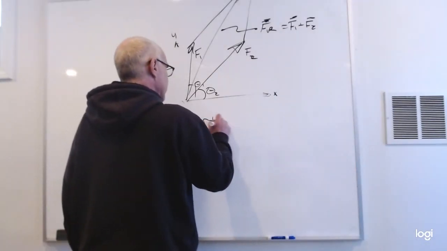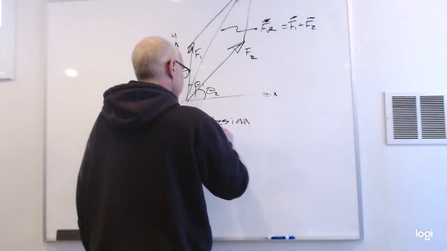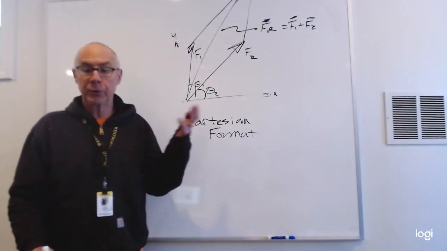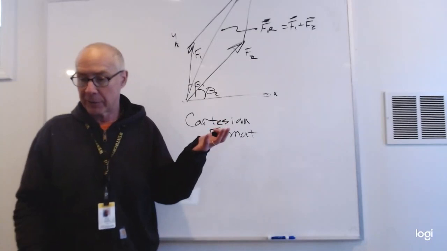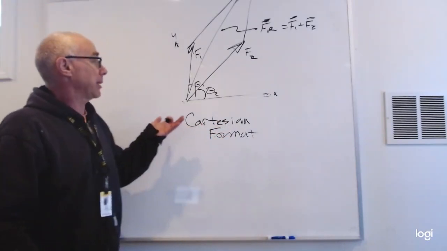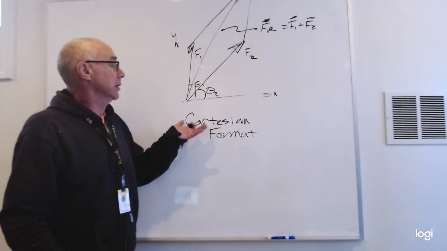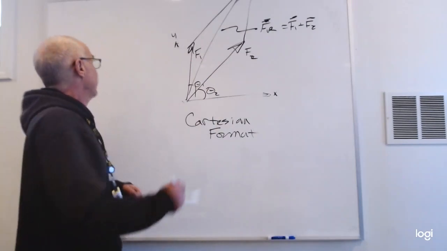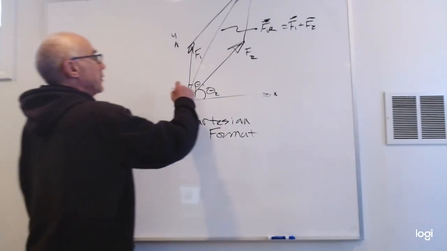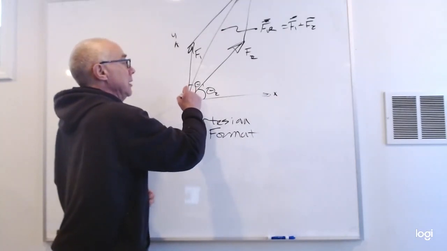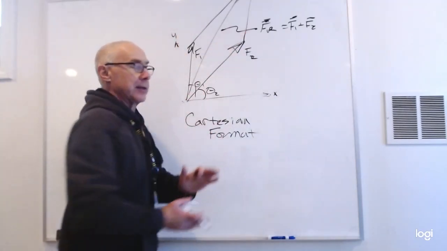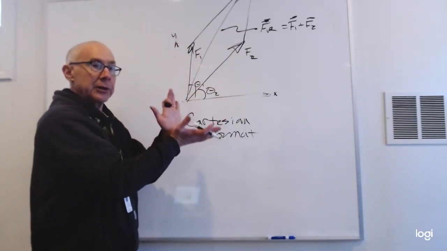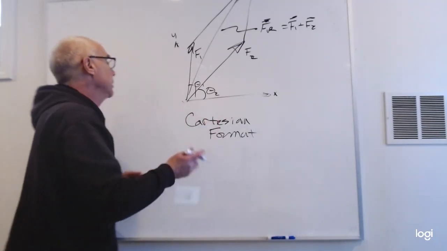Cartesian format makes it a lot easier to add vectors together. Let me step back and explain what we mean by the Cartesian format. What we're going to do is use the rectangular components of our vector. If we have a vector, for example this vector F_R, its components are F1 and F2 along those lines. But imagine that instead of using those lines, we use lines that are perpendicular to each other. In other words, we use what's called the rectangular components.